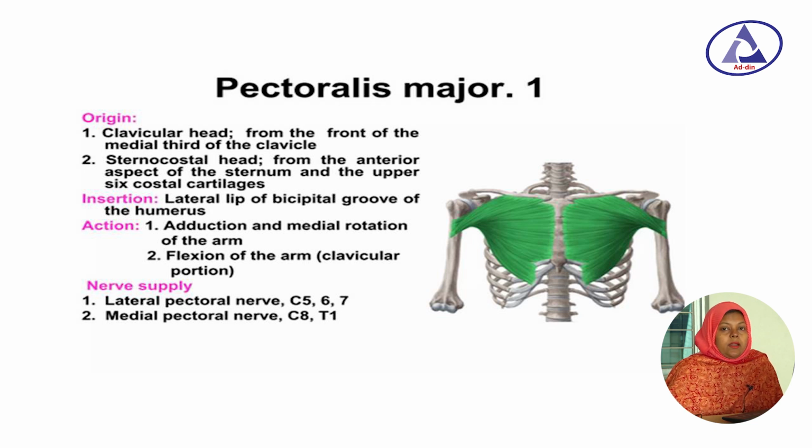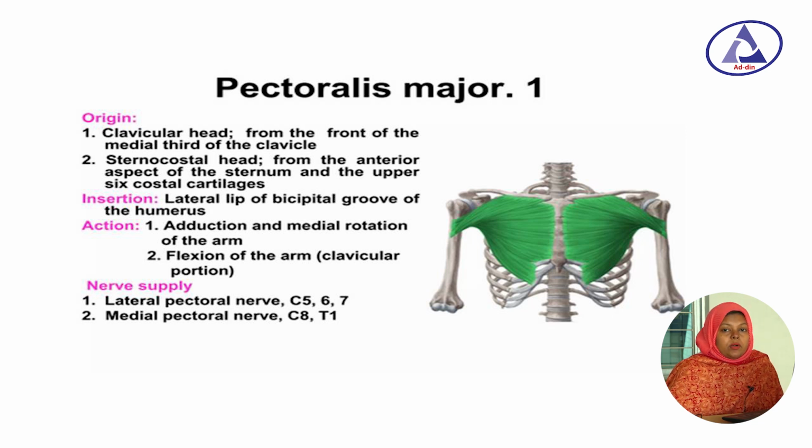Insertion: the lateral lip of the intertubercular sulcus, or bicipital groove, of the humerus. Again, this is very important in body dissection and viva, and also sometimes in written. In written, there is a question to write the origin, insertion, and nerve supply in a tabulated form, and they give the muscle name. So, insertion: lateral lip of the bicipital groove of the humerus.